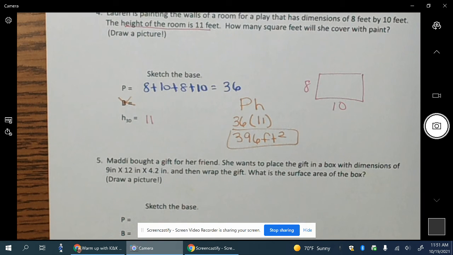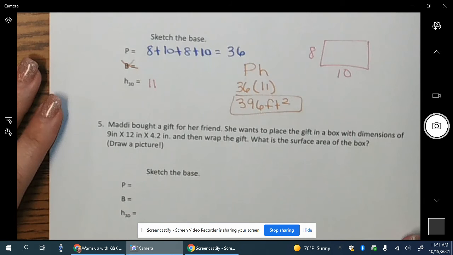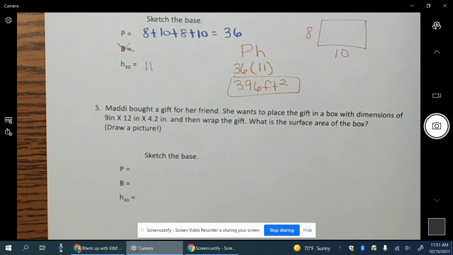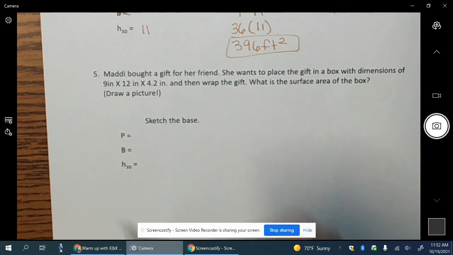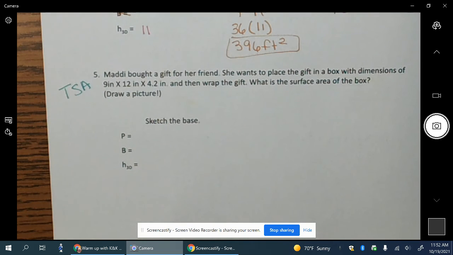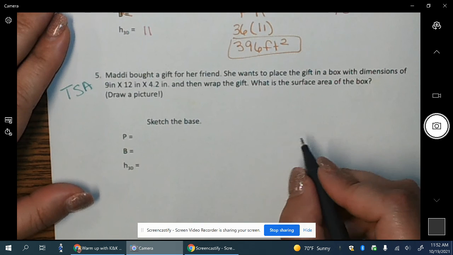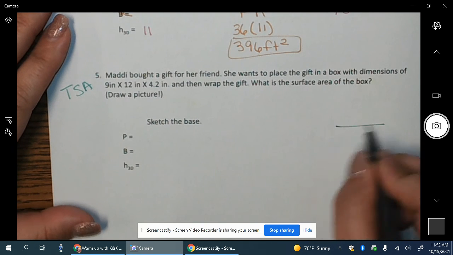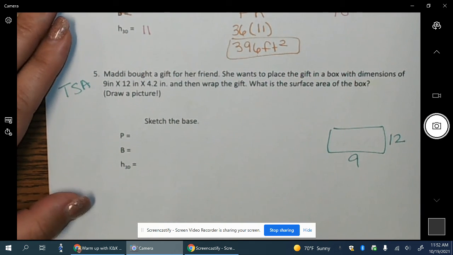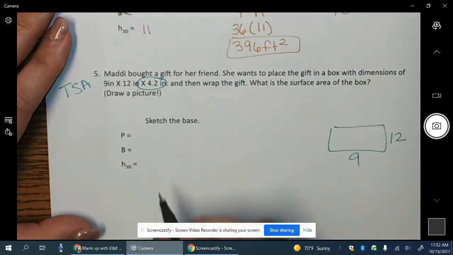All right, last one. Maddie bought a gift for her friend. She wants to place it in a gift box. If she's wrapping the gift, is it lateral or total? Total. This problem did not tell me total, but I know when I wrap a gift, it is the entire thing. It's total. It gives me 9 by 12 by 4.2. So I know this is 9 by 12, so my other number is going to be the height. What's my height? 4.2.